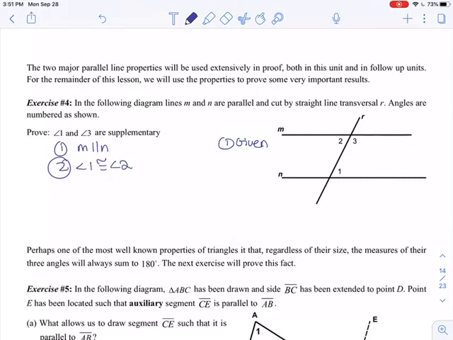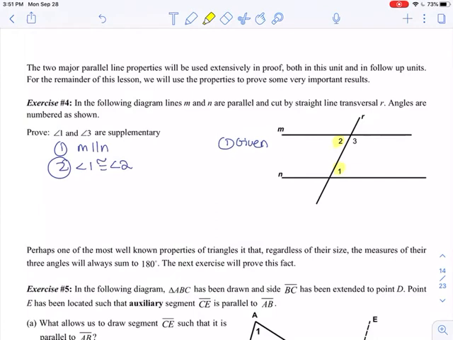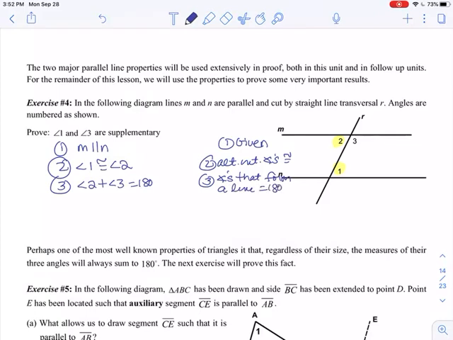If M is parallel to N, then angle 1 is congruent to angle 2. Look at angle 1 and look at angle 2. Those are alternate interior angles, and alternate interior angles are congruent to each other. So alternate interior angles congruent. I also know, looking at the picture, that angle 2 plus angle 3 equals 180. How do I know that? Because they are a linear pair. Angles that form a line equal 180. So angle 2 and angle 3 equal 180.